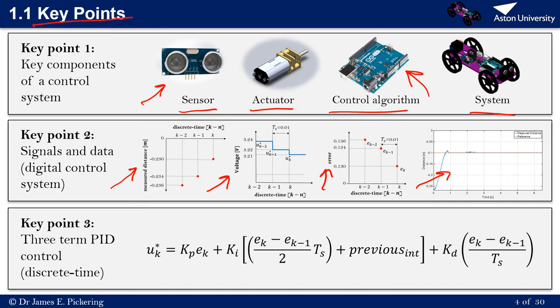And then the final point, key point three, is the three-term PID control. This is in discrete time form, because discrete time form is what we use for a digital control system. You can see this equation here, and at this point you're probably going to get quite worried thinking this is very difficult, but I promise you it looks a lot more difficult than it is. It's the notation that's probably scaring you, but once I cover this, I'm sure by the end of this talk you're going to understand this equation and how it relates to key point two, and also to key point one.